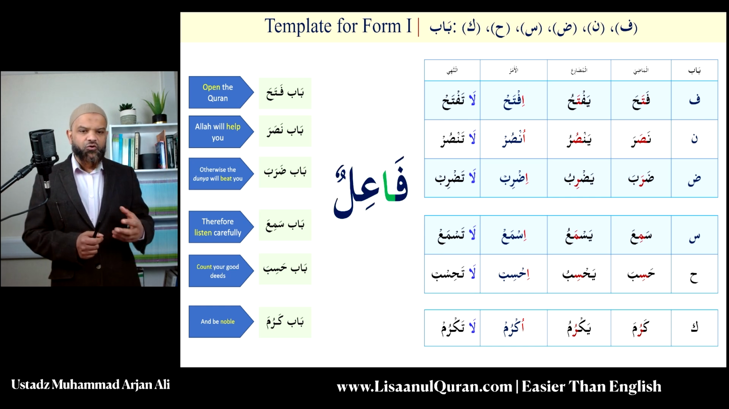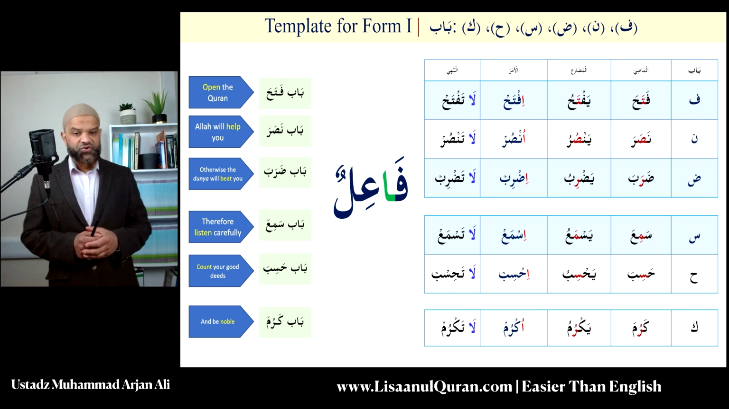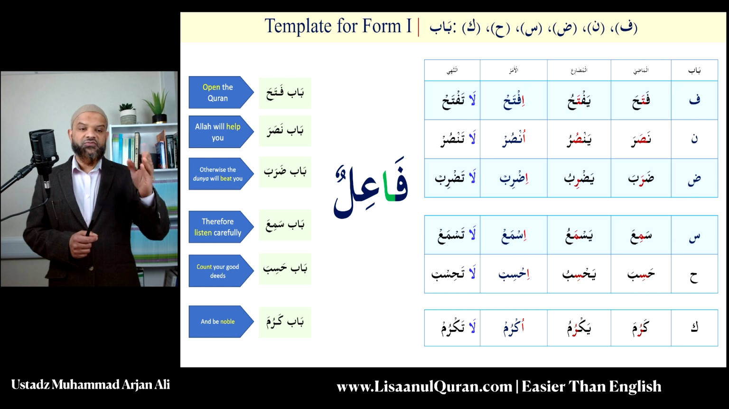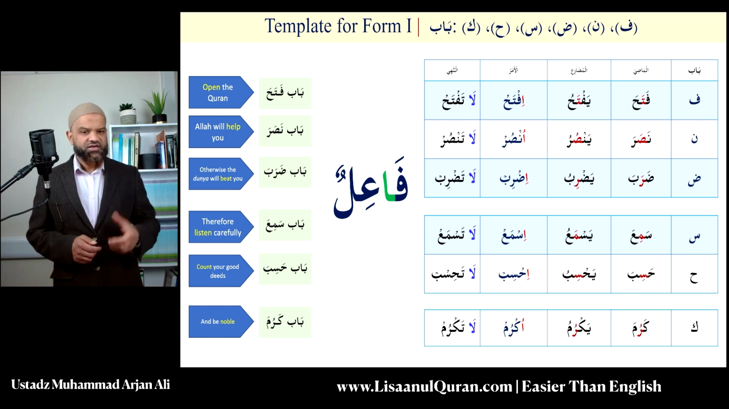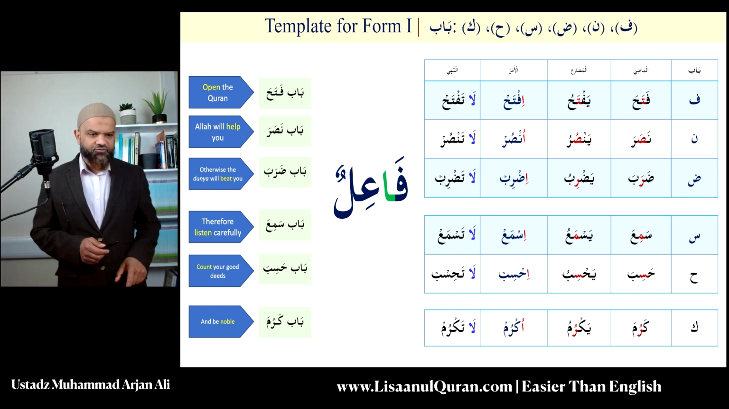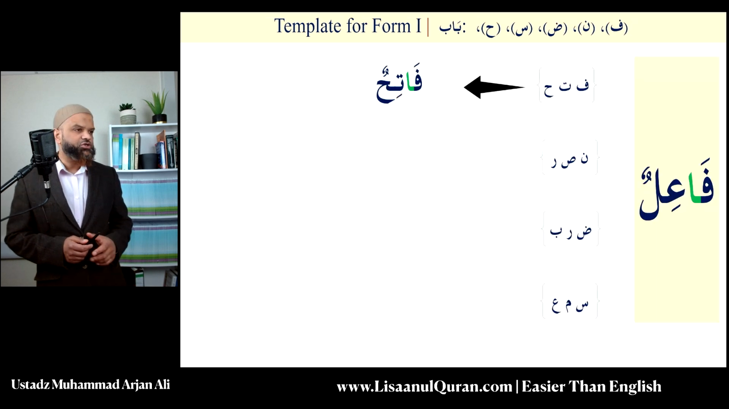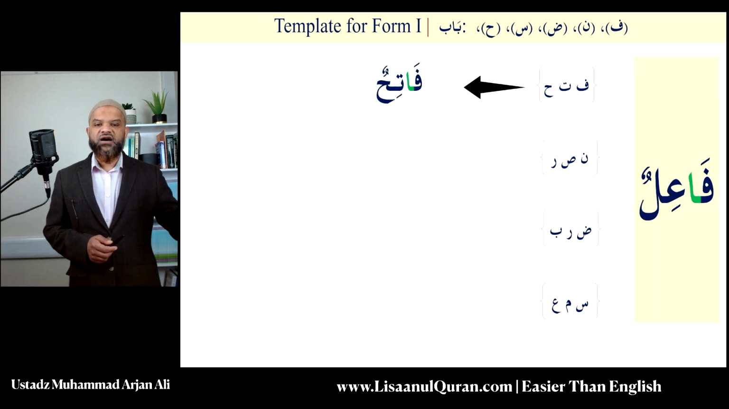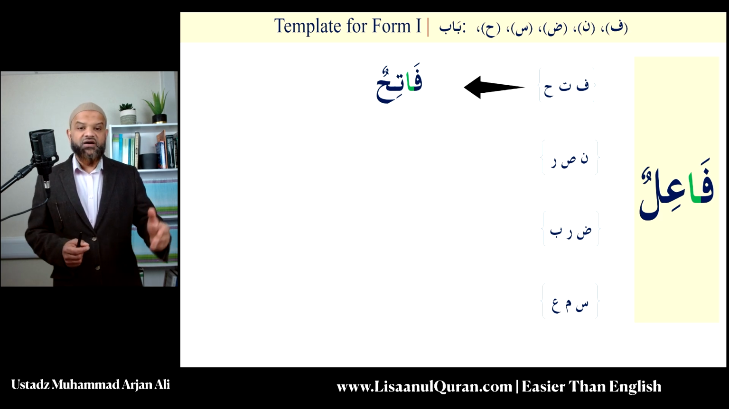So in order to form the active participle, we do exactly the same thing with the 3 root letters. So we put the 3 root letters into that fa'ilun pattern, and we have the active participle. Can't get any easier than that, except for bab karuma, which is fa'ilun. We will look at that separately. So let's continue, inshallah ta'ala. We have now fa, ta, and ha, which means to open, to give victory. Fatihun.